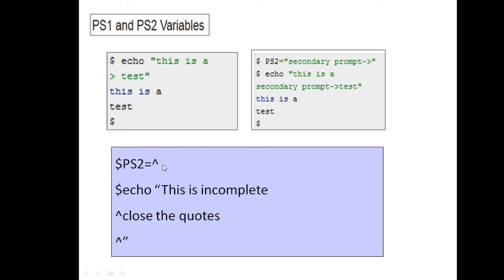I can also change this. PS2 is equal to this caret symbol. When I say echo, this is an incomplete, I have not completed that. So here I get a secondary prompt.